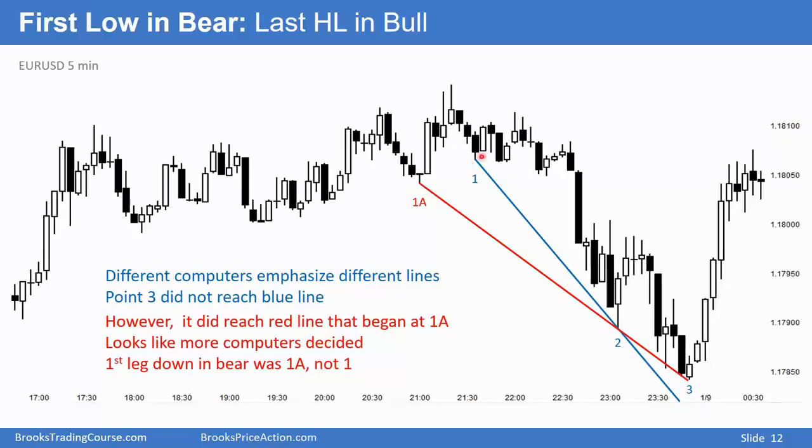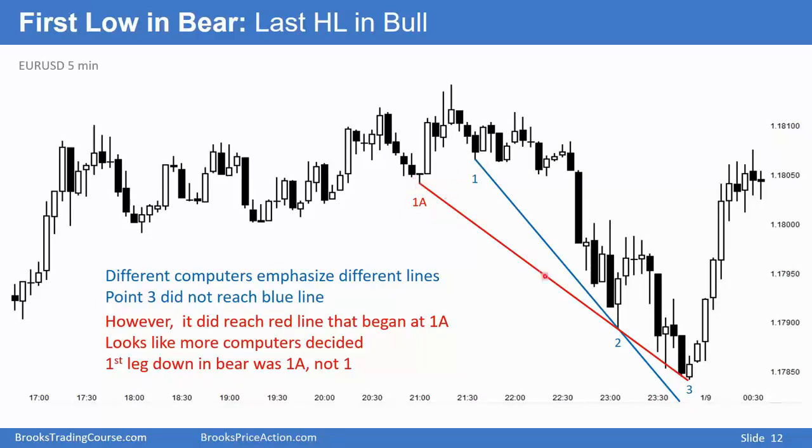If I initially use this blue line, 1, 2, I see the market reversing up here at 3. That tells me that the computers are probably not considering this as the start of the bear trend. We have the top of the bull trend and possibly the start of the bear trend, but the market did not reach that line. However, look at this line, 1A instead of 1.